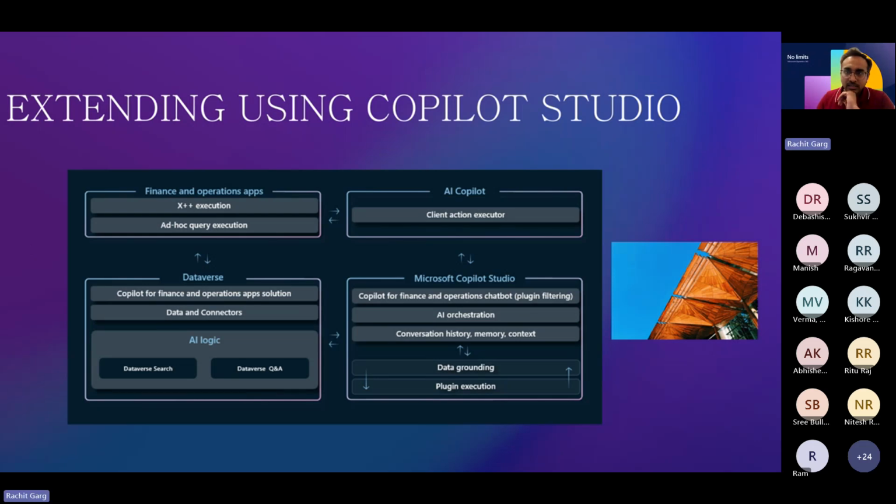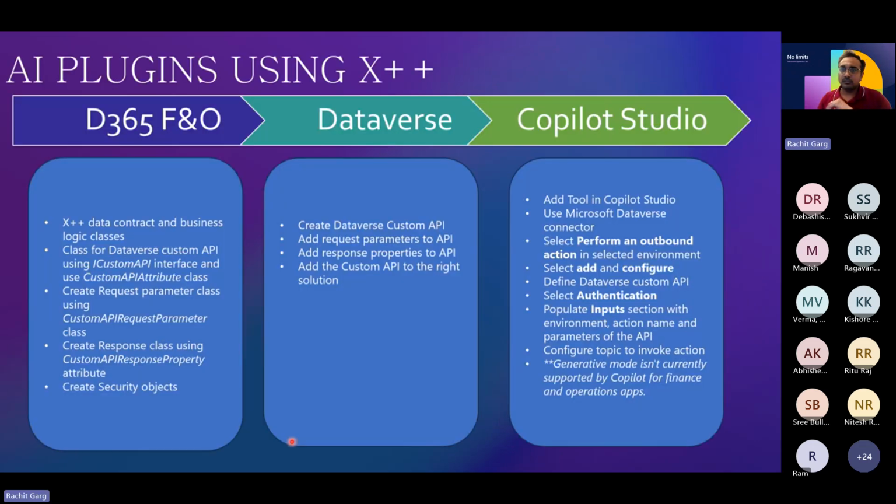So if you have to create an AI plugin using X++, how do you do that? There are three steps. You have to write an X++ class data contract, which has the business logic in it. And in order for that class to be identified in Dataverse as a custom API, you have to use the custom API interface, and you have to use custom API attribute classes to decorate the request and response parameters. So there's a bit of X++ development if you have to create your custom AI plugins.